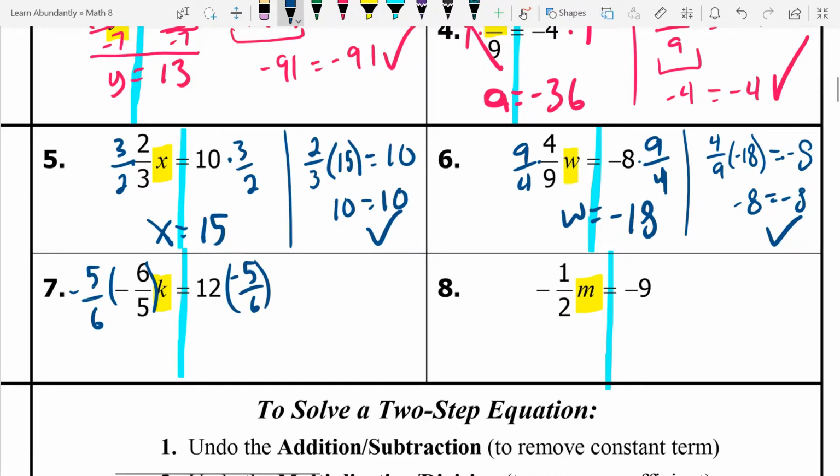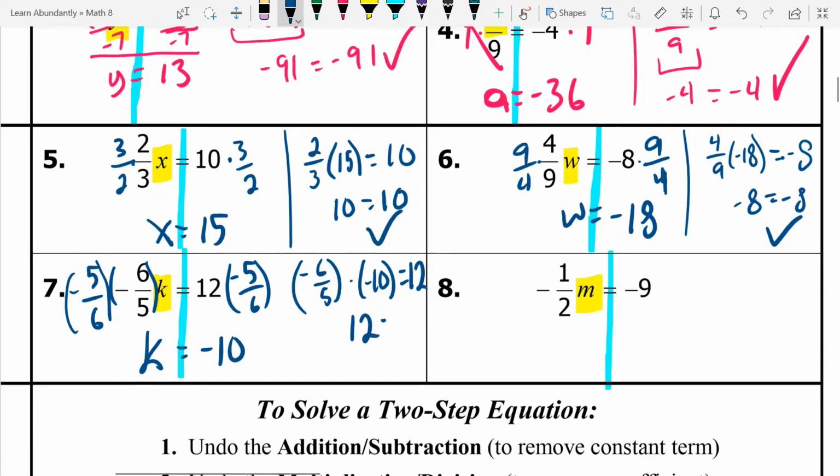I'm putting parentheses around my negative fraction because I don't want it to look like it says minus, okay? Because it kind of looks like it says minus 6 over 5. So now that I did that, on the left-hand side, I just have k. On the right-hand side, if I were to multiply those out, I end up with negative 10. To check my work, I do negative 6 over 5 times negative 10, and I check to see if I get 12. And so I got 12 equals 12 when I did that. So check, it all worked out.